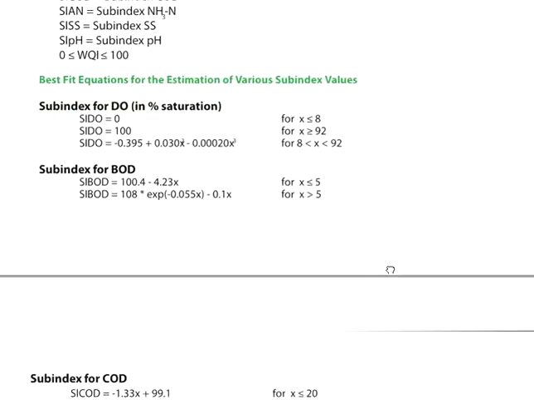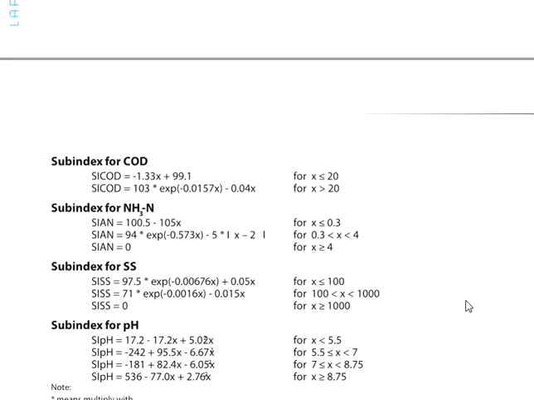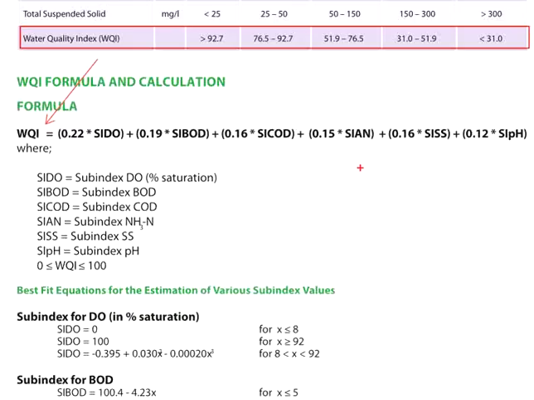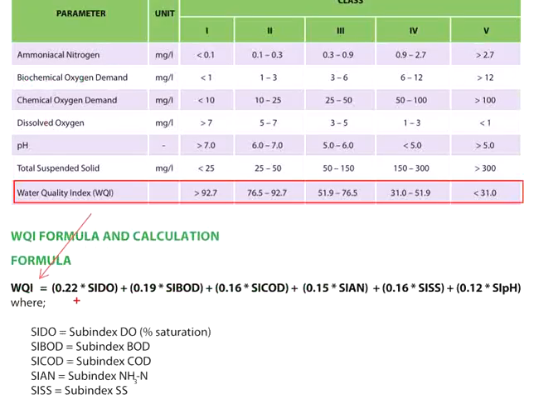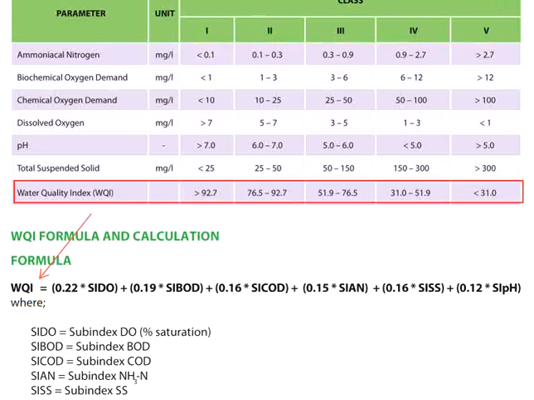Same principles go to the sub-index for the BOD, COD, and others. Substitute the value into the equations. You will generate one number, water quality index. Check the water quality index against the range for Class 1 to Class 5. Then you will know the water quality class of your water sample.